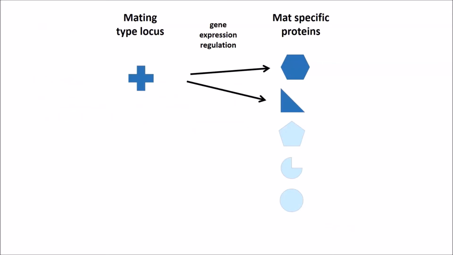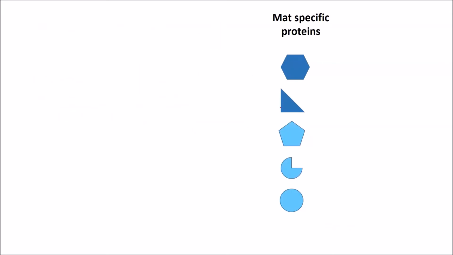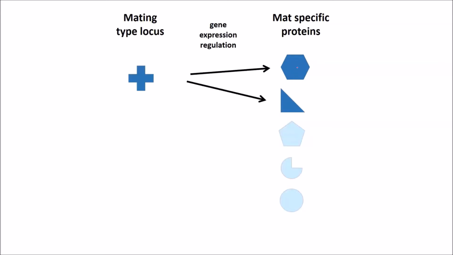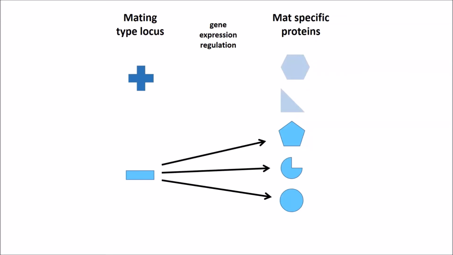So most of the mating type specific proteins, those are the ones that make you a plus or a minus cell. There are multiple genes that are defining your identity, but these are all under regulation of this single locus. So if you have at this locus a plus allele, then you will only express the plus proteins or the plus genes. And if you have a minus allele, you will only express the genes that are responsible for the minus specific proteins.